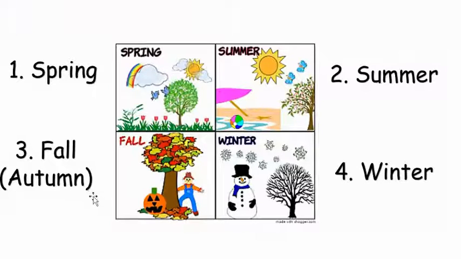And then in the fall, we see the leaves turning color, and some of them have started to fall off, and it's getting to be Halloween time. And then we get winter when all the leaves have fallen off all the trees, and we can build snowmen.